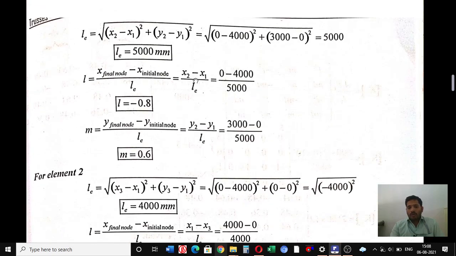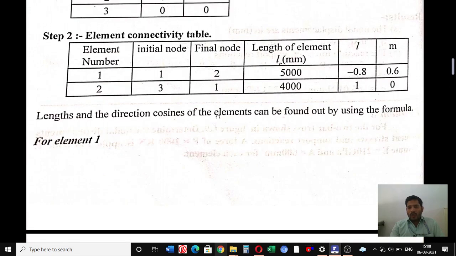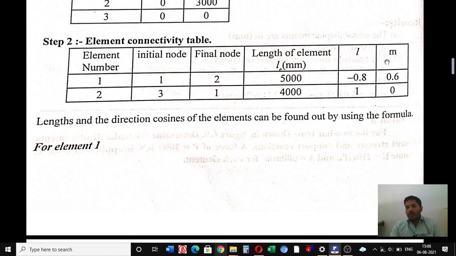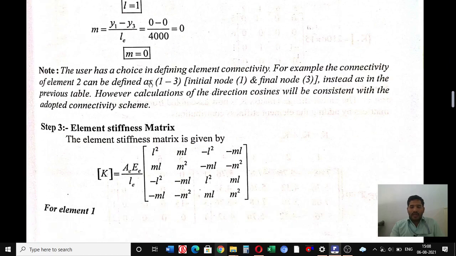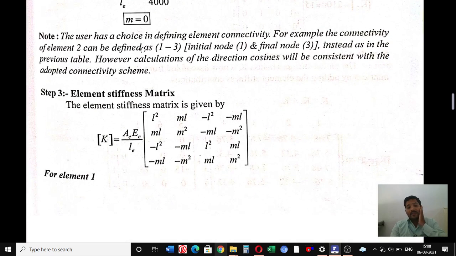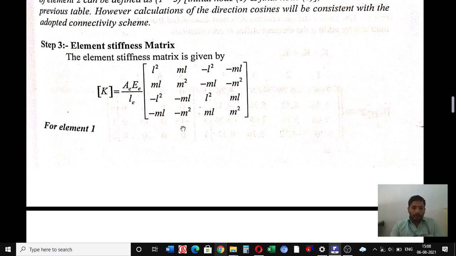So L equal to how much did we get here? L equal to 1, M equal to 0. We need to substitute these in the above element connectivity table. Clear? L equal to 1, M equal to 0. After getting the values of LE, L and M for element number 2, we need to find the element stiffness matrix.